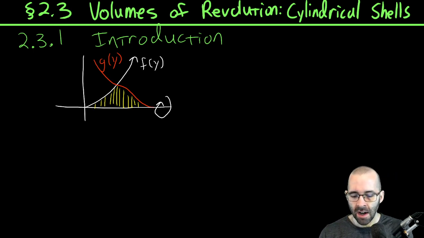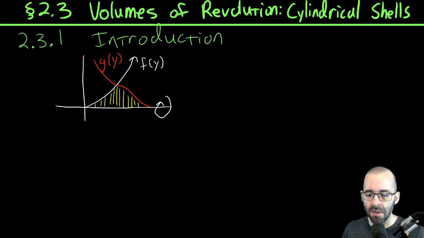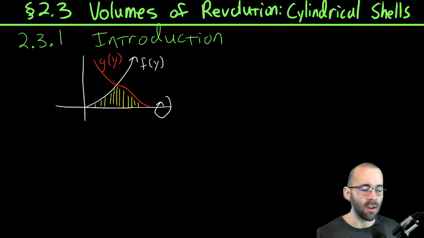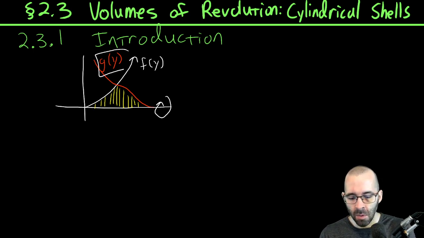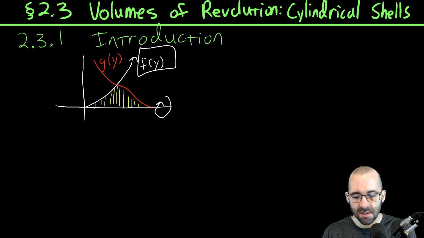Let's say that I had two functions and I only had these functions in terms of y. And I wanted to revolve this region, this yellow region, about the x-axis. Well, we'd have to get everything in terms of x. For the disk method in 2.2, revolve around the x-axis, we basically just integrate over x. Revolve around the y-axis, we integrate over y. But that's going to be a pain here. We're going to have to get this in terms of x.